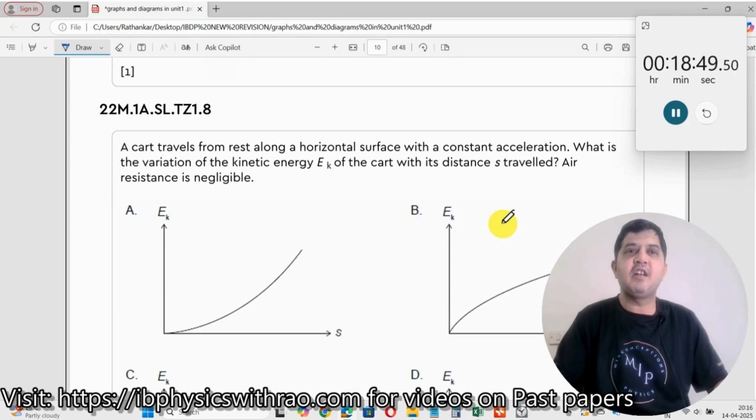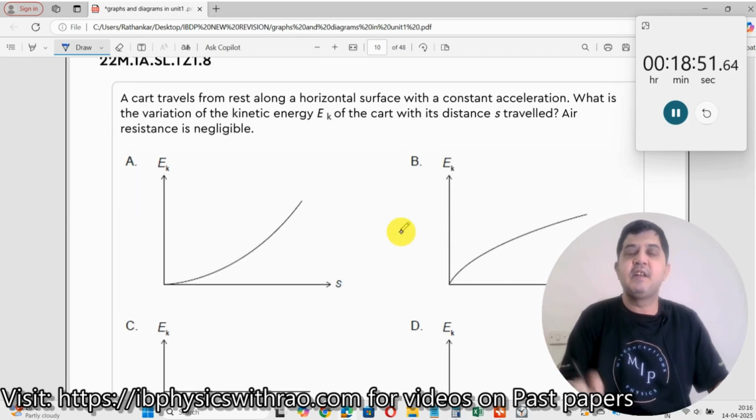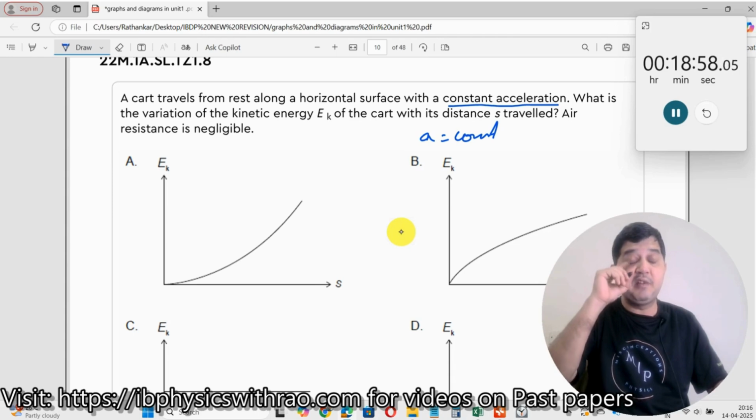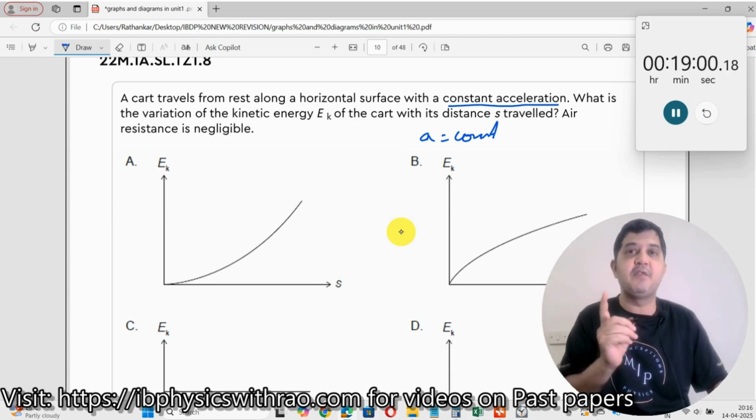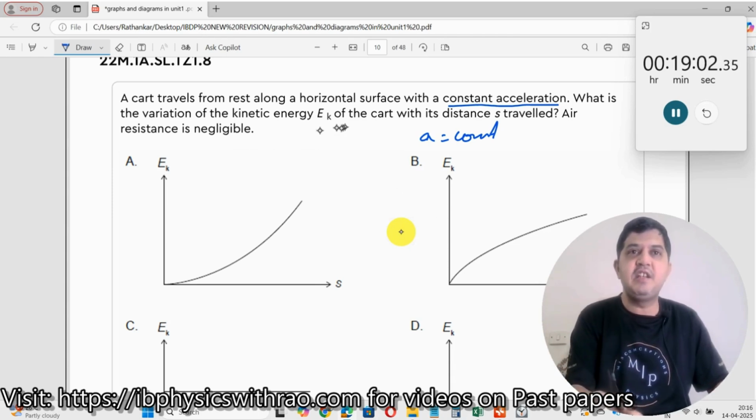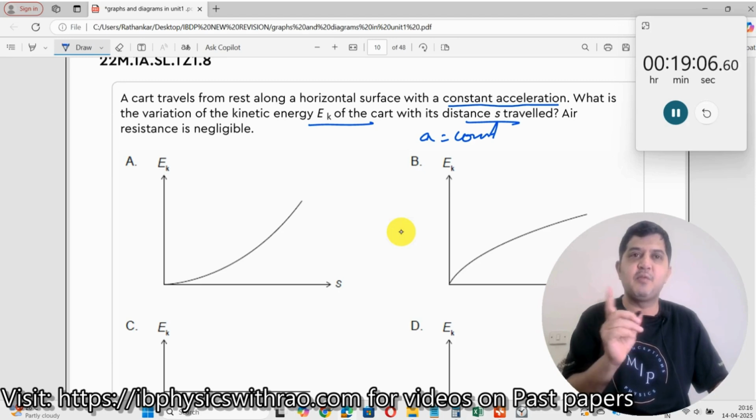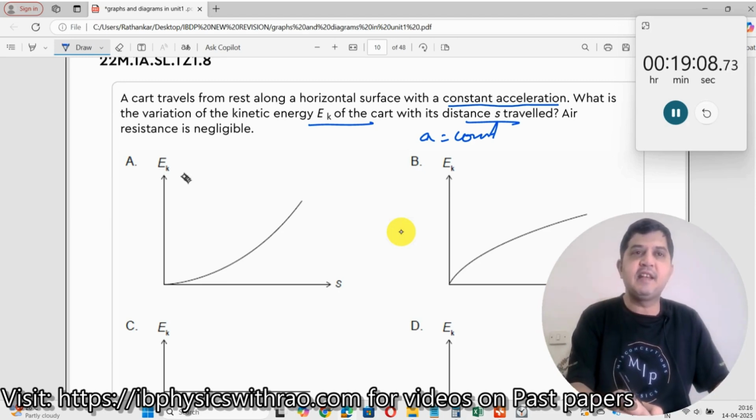Then, a car travels from rest along a horizontal surface with a constant acceleration. Which means a is equal to constant. When you say a is constant, you can always apply equations of motion. What is the variation of the kinetic energy of the car with the distance traveled? Now this is energy. What is energy? Half m v squared.